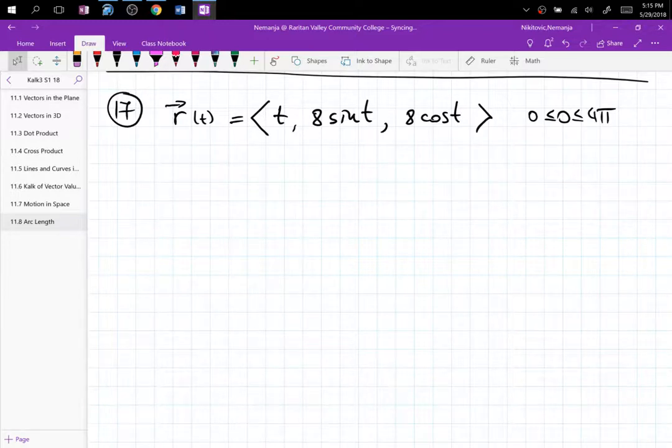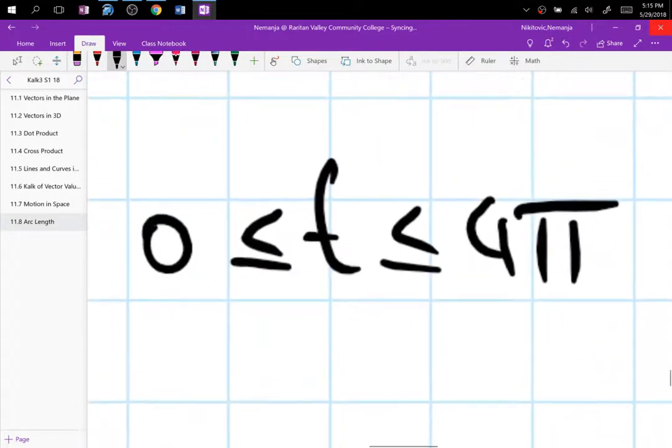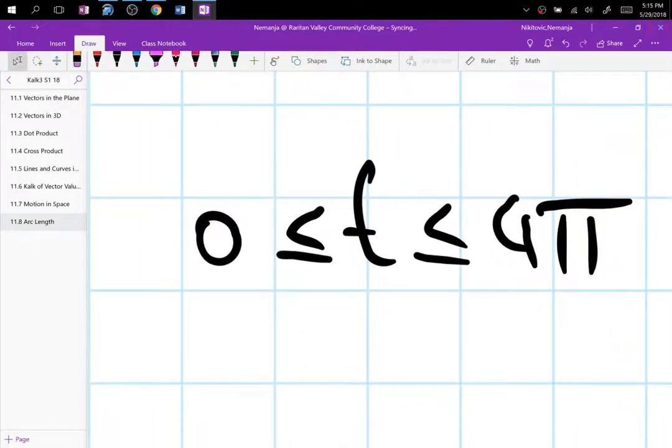Less than or equal to t. Yeah, it's t. It's a t, clearly. If you see, no, just look at it. It's t, see? It's t. That's clearly t.